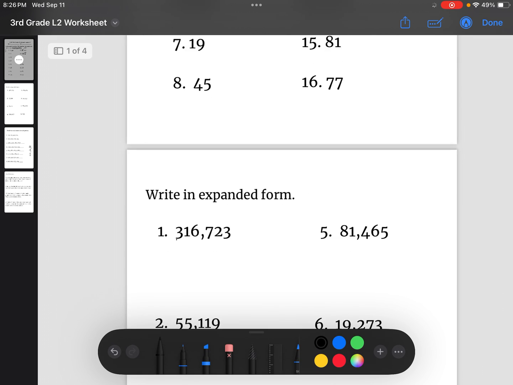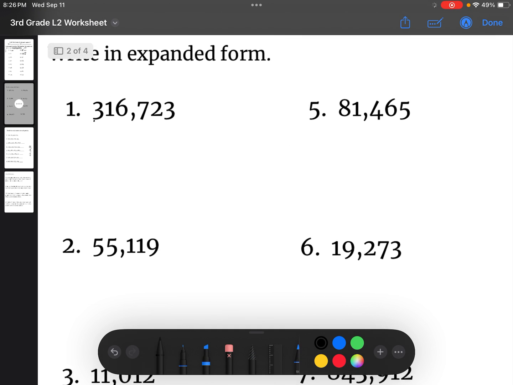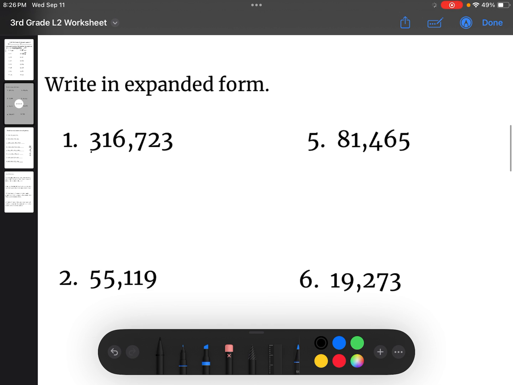So moving on, let's take a look at expanded form. So expanded form is basically just writing the number in words. So let's take a look at number 1. So quick overview. This is the tens place. This is the ones place. Sorry about that.